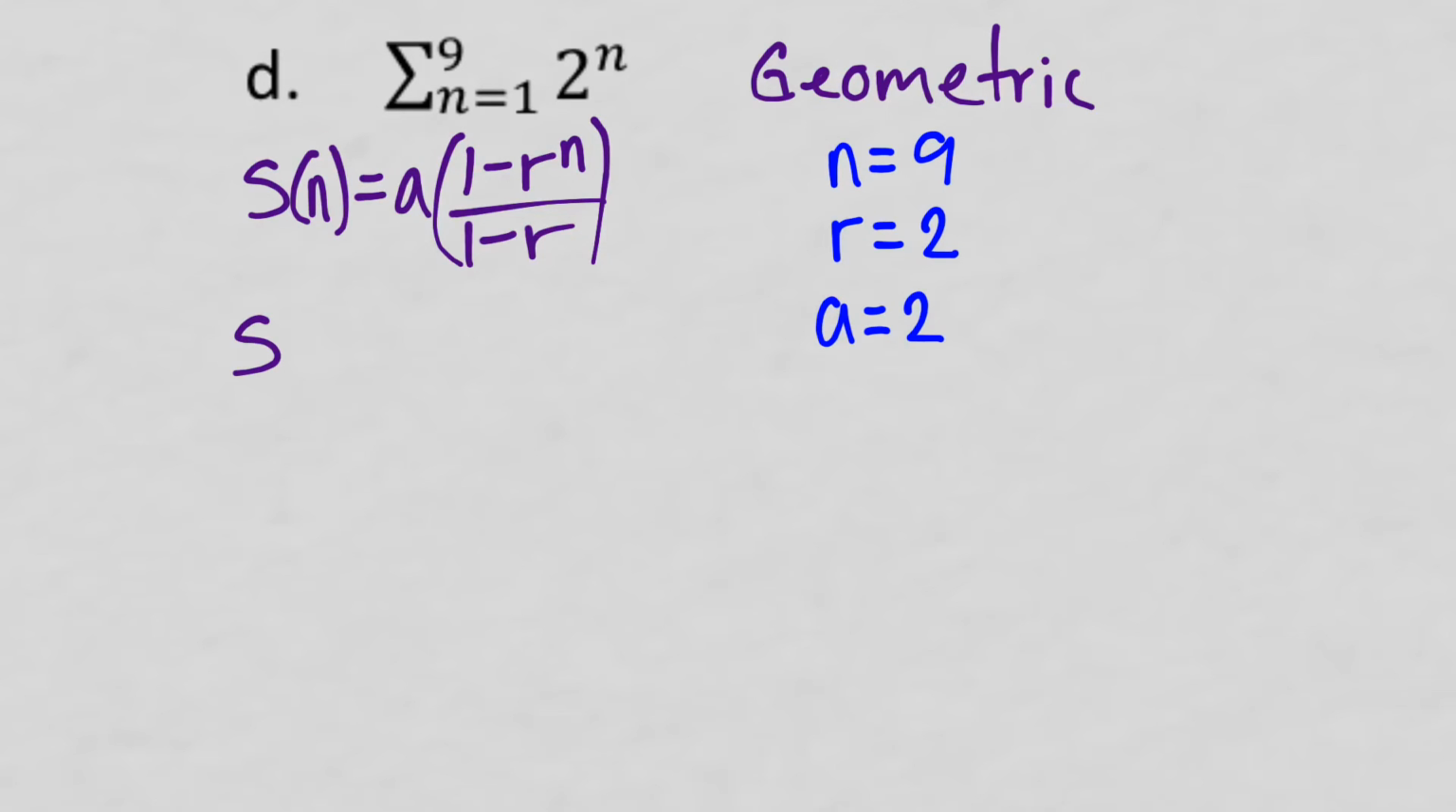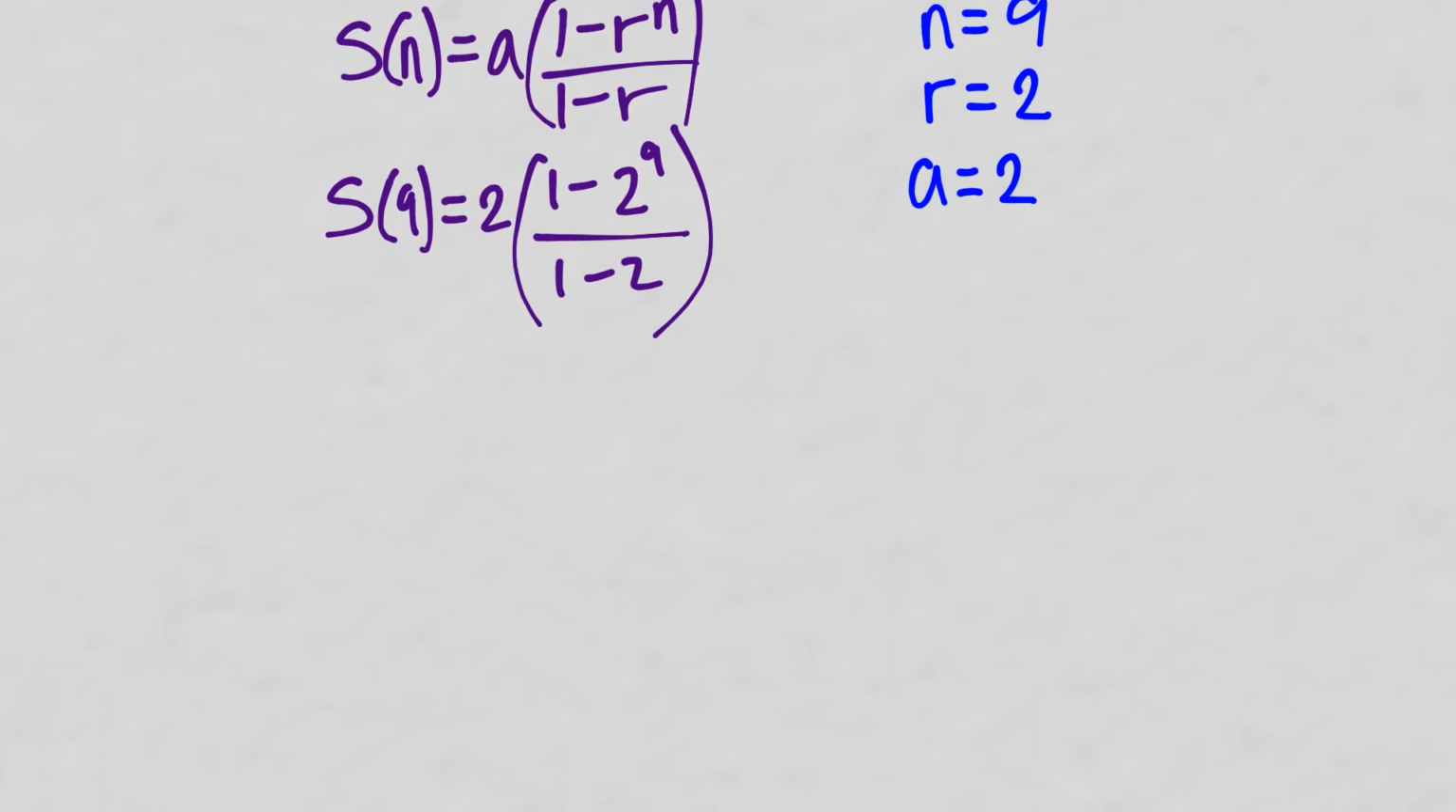So S of n, which is 9, equals a, which is 2, times 1 minus r, which is also 2, to the 9th power, all over 1 minus 2. At that point, it's calculator work. Make sure you're doing it carefully and slowly so you don't mess up. Equals 2 times 1 minus 2 to the 9th, and the denominator 1 minus 2 is negative 1. I think 2 to the 9th is 512, if I'm not mistaken. Let me see. Yep, 512.